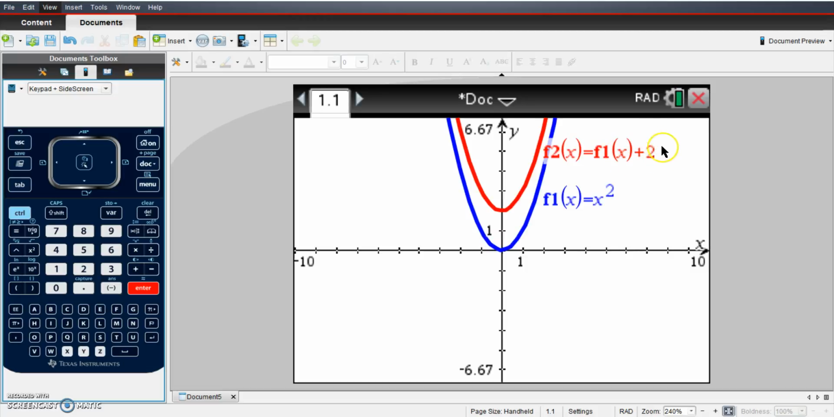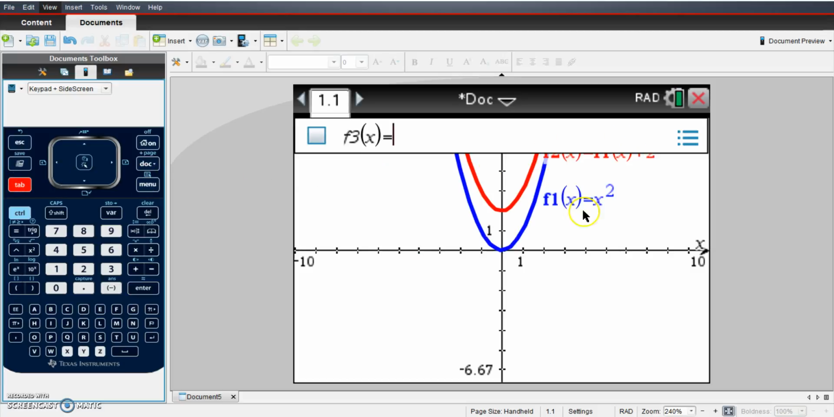So anything on the outside of the function is going to move the entire graph up that many units, or down, depending on if this is a minus sign, that many units. So let's keep going and see what the next ones are. To get to a different graph, I hit tab. Now I want to keep changing f2, so I'm going to scroll up. And here I can delete the plus 2 on the outside, go inside of that parentheses, and put plus 2 on the inside.